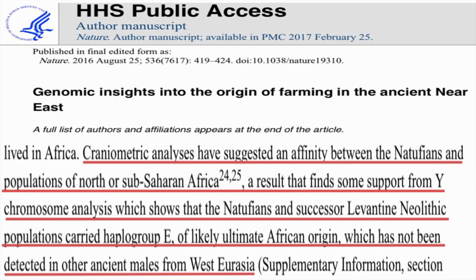This is a paper called Genomic Insight into the Origin of Farming in the Ancient Near East. And it says craniometric analyses have suggested an affinity between the Natufians and populations of North or Sub-Saharan Africa, a result that finds some support from Y chromosome analysis, which shows that the Natufians, the successor Levantine Neolithic population, carried haplogroup E of likely ultimate African origin, which has not been detected in other ancient males from Western Asia.